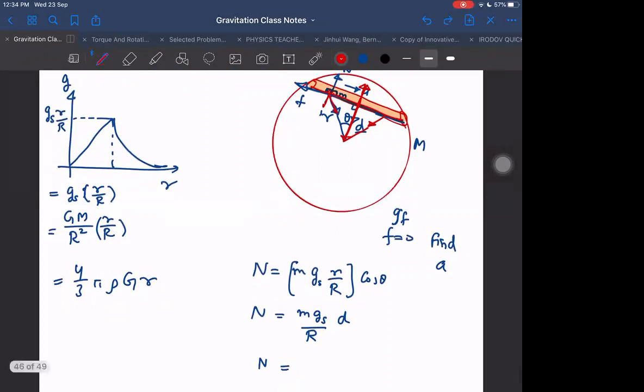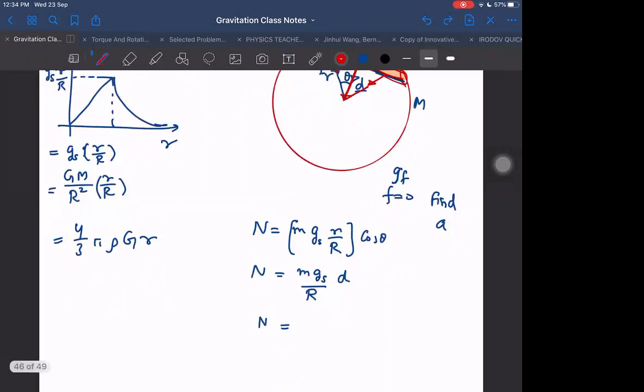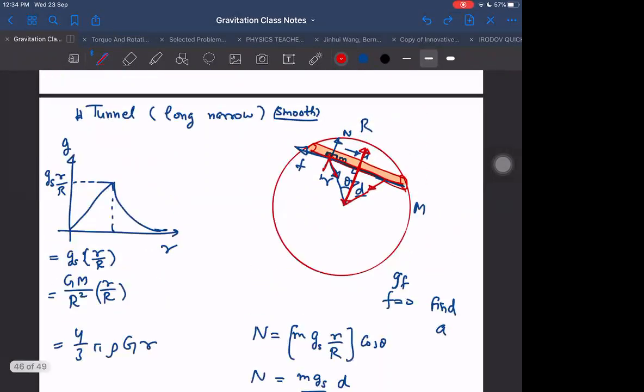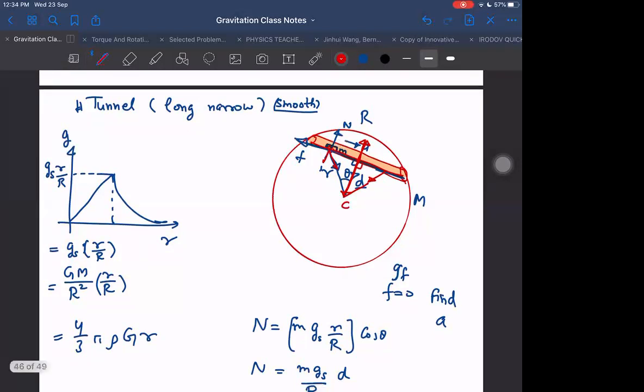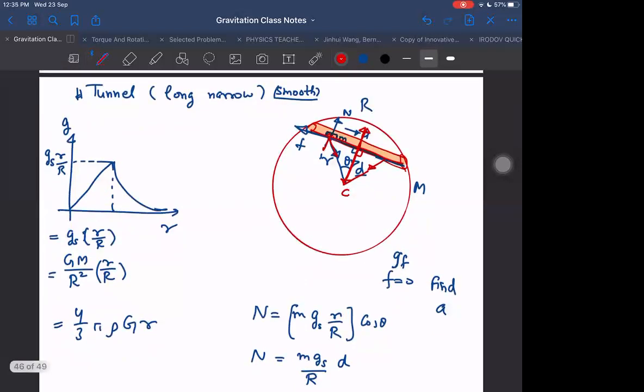Yes, sir. That is interesting. One more thing. This is one tunnel. If I make another tunnel perpendicular to it, then the same thing will happen, as long as the perpendicular distance from the center of both tunnels is the same. The same normal reaction will act.